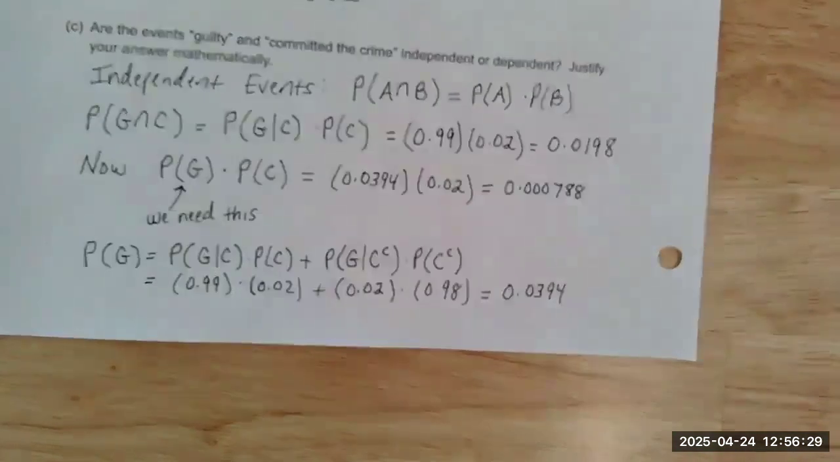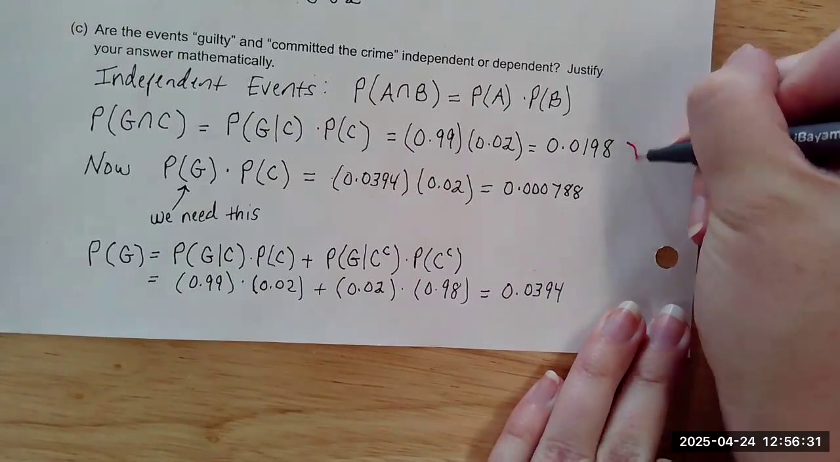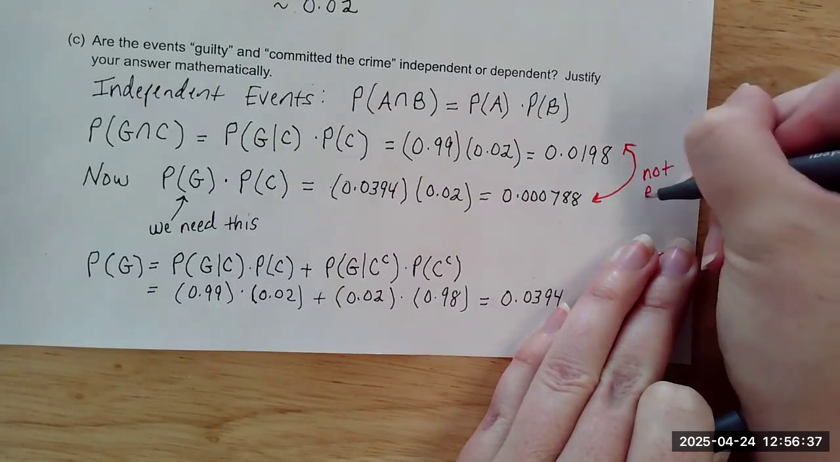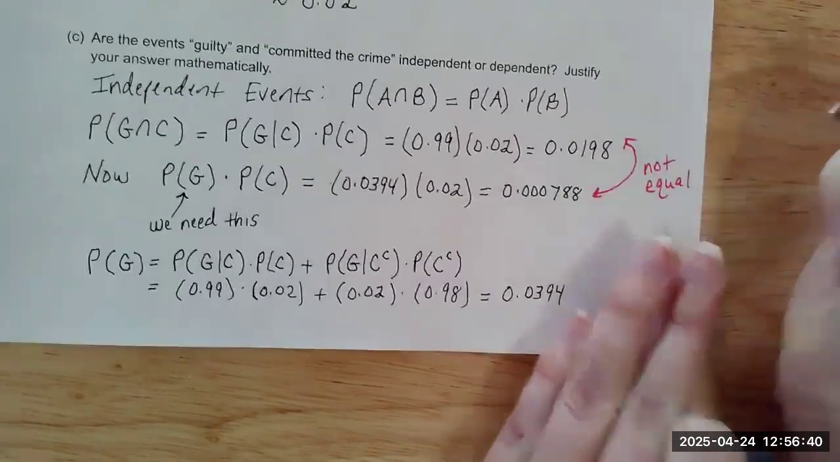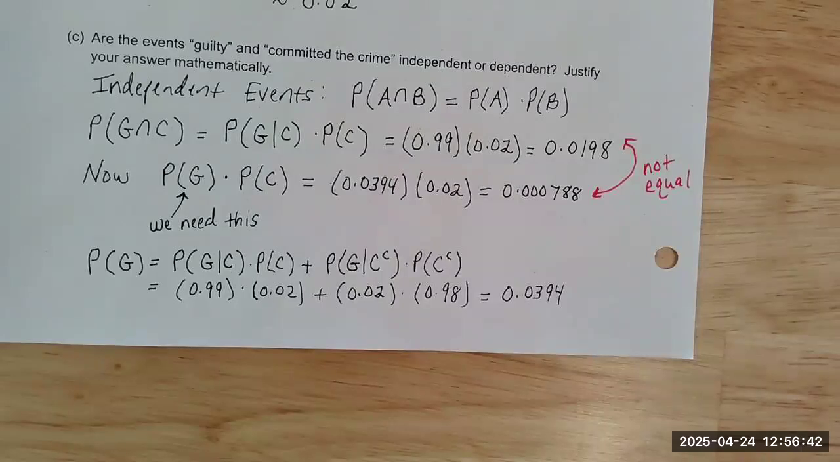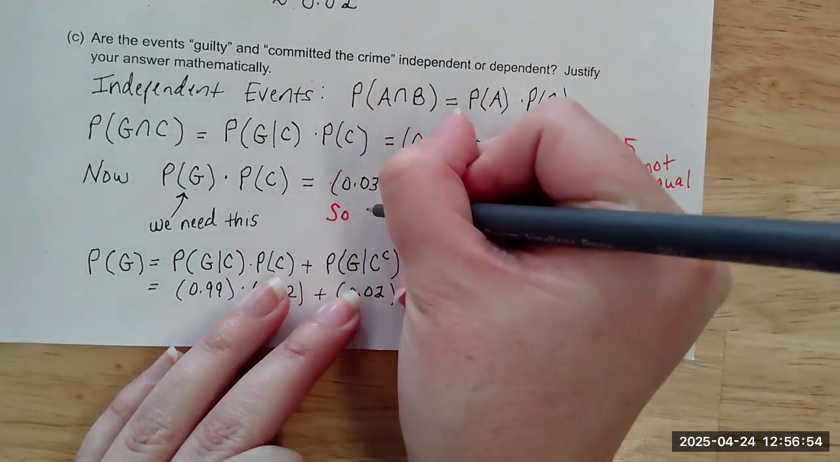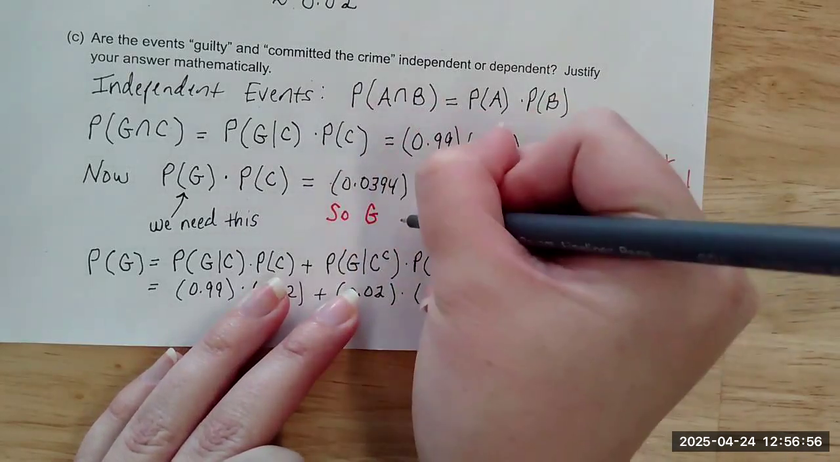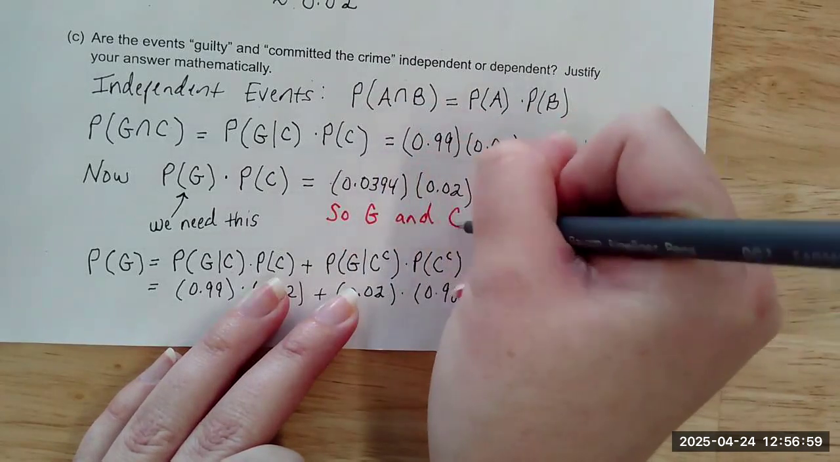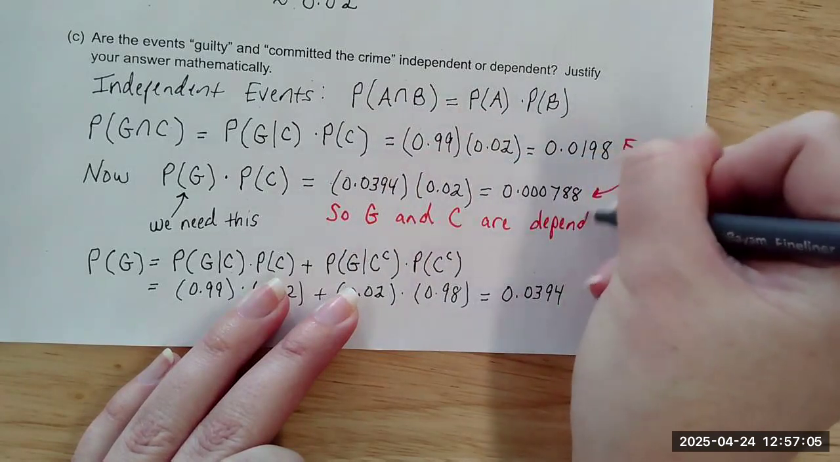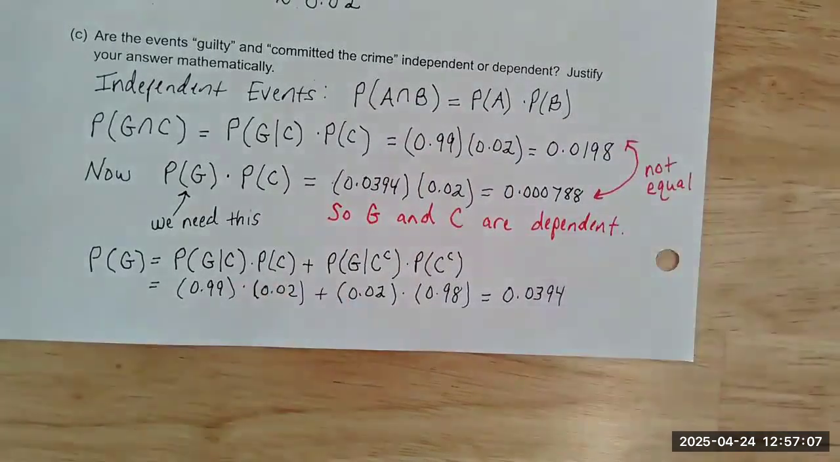Okay, so here's the deal. These are not the same. Okay, because they're not equal, that means that these are not independent, or we could say they are dependent. So guilty and committed the crime are dependent based on our definition.